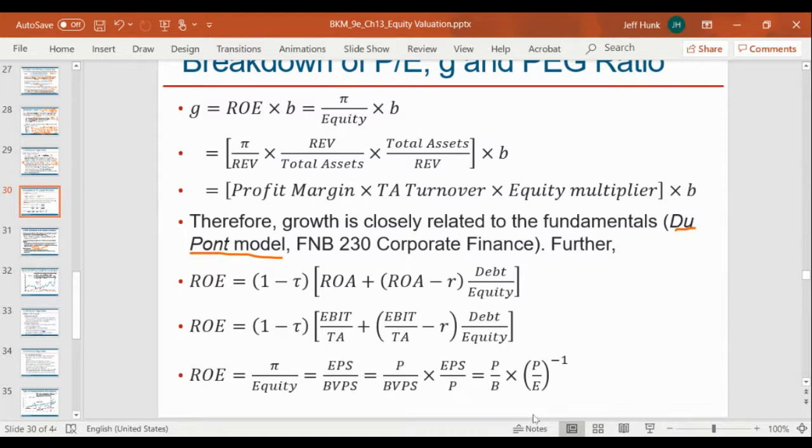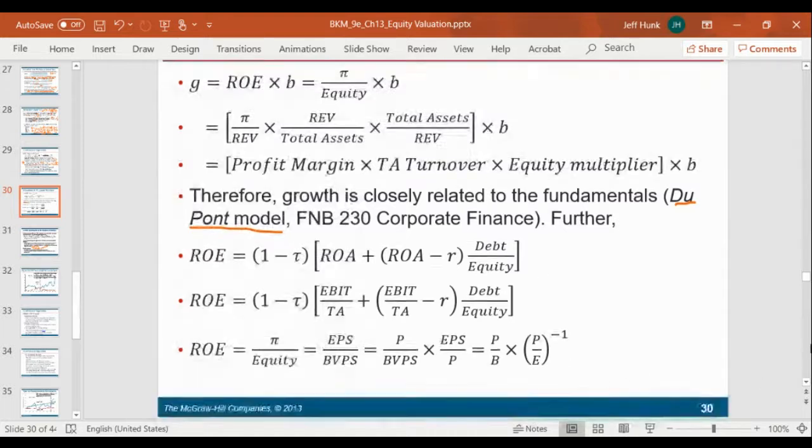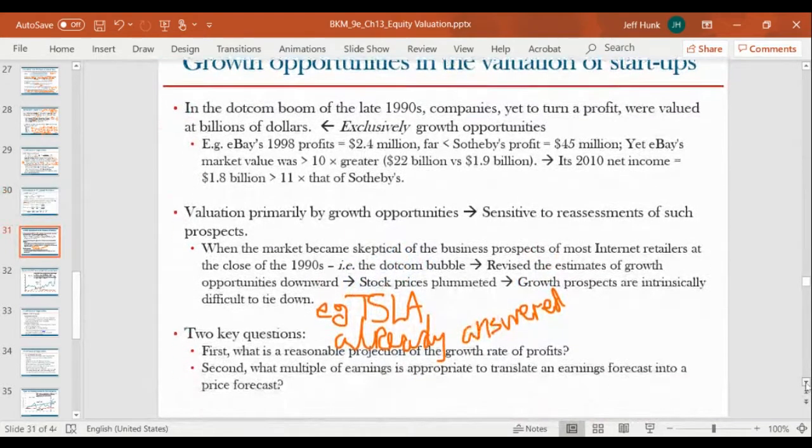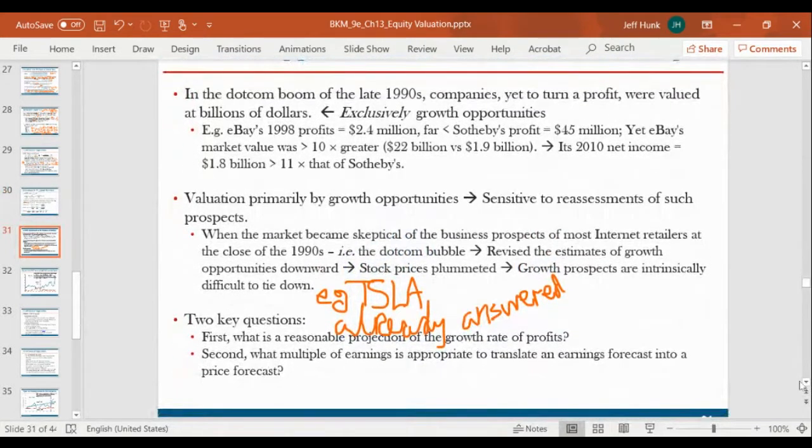It's not that critical to talk about it at this point because it will take time. So we're going to skip that, and we're going to talk about growth opportunities. Okay, let's talk about this.